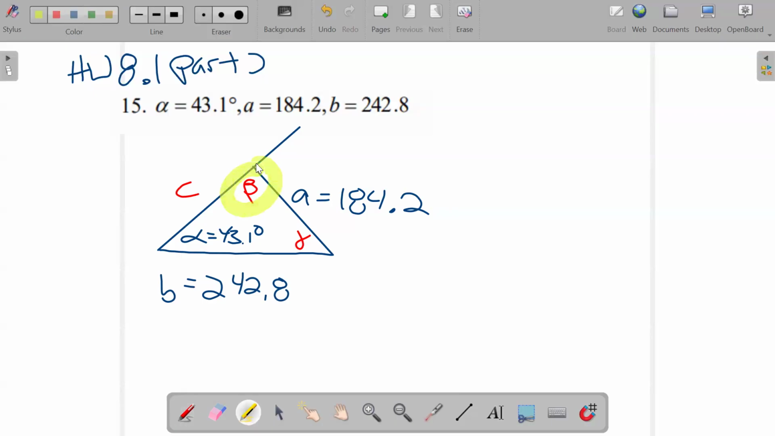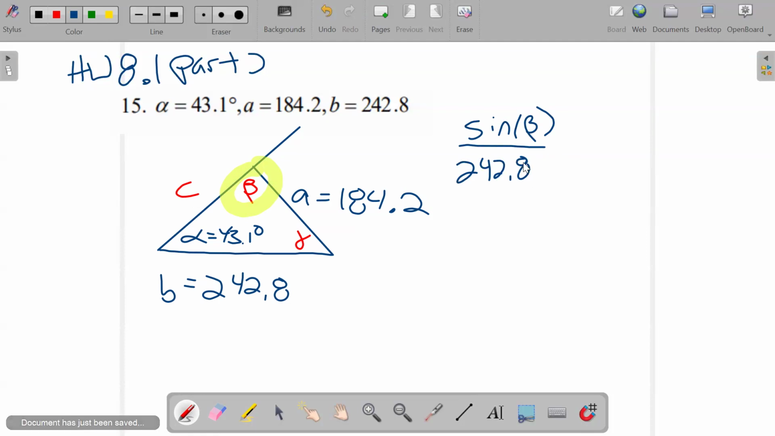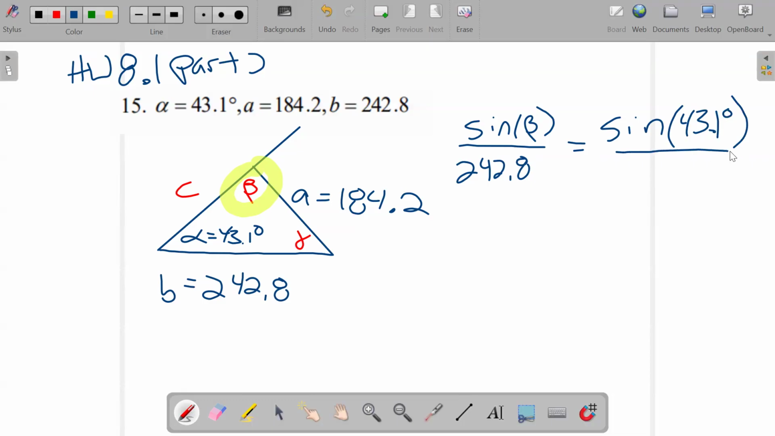So then I'm going to use, let's see, I'm trying to find here, I'm going to start looking for beta. So I'm going to say sine of beta divided by side B, 242.8, is equal to sine of alpha, which is 43.1. And don't forget to label the degrees just to remind ourselves to make sure we're in the right mode on the calculator, over 184.2. And so to solve this, I just need to multiply up that 242.